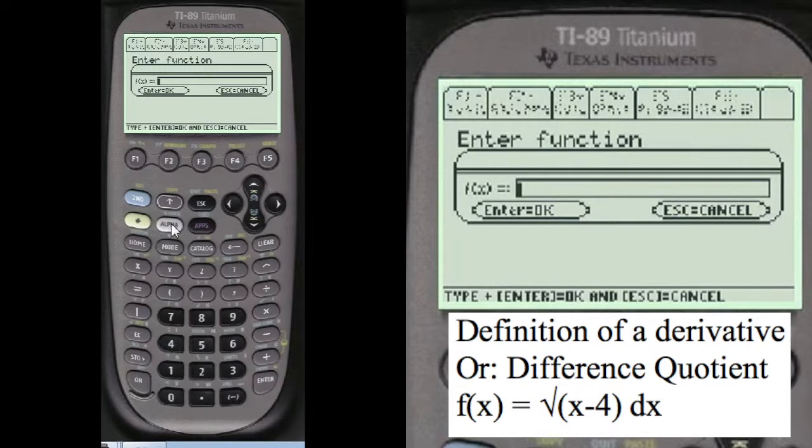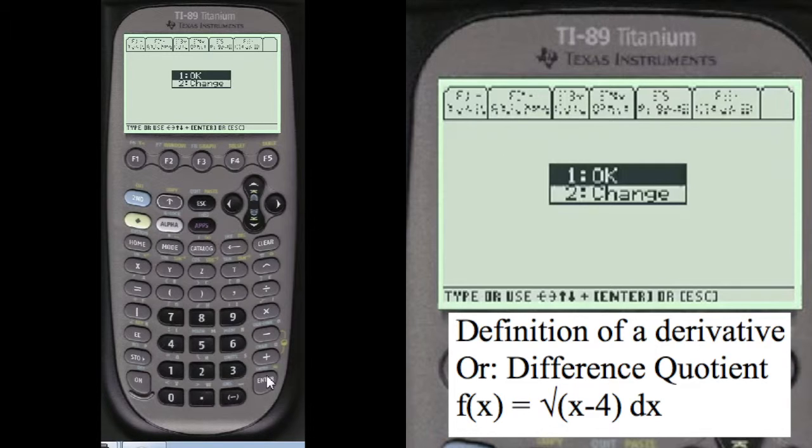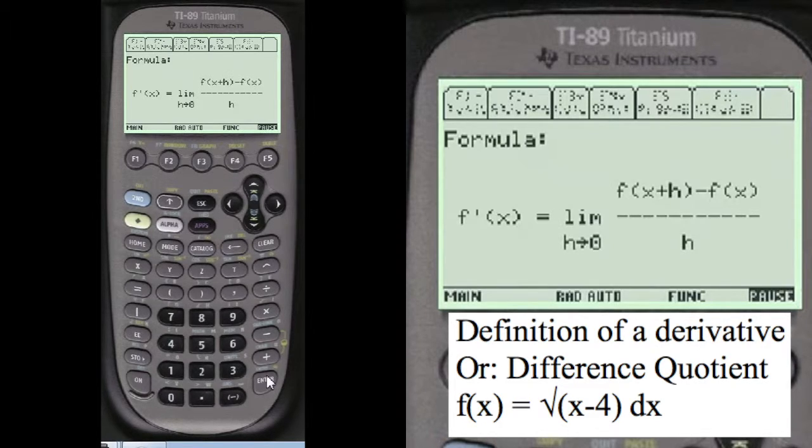I'm going to enter the function. You have to press alpha before you enter anything into these entry lines here. Alpha. I'm going to use a square root, second square root of x minus 4. Close out the parentheses. And I say it's okay. It gives you a chance to change it in case you made a mistake.